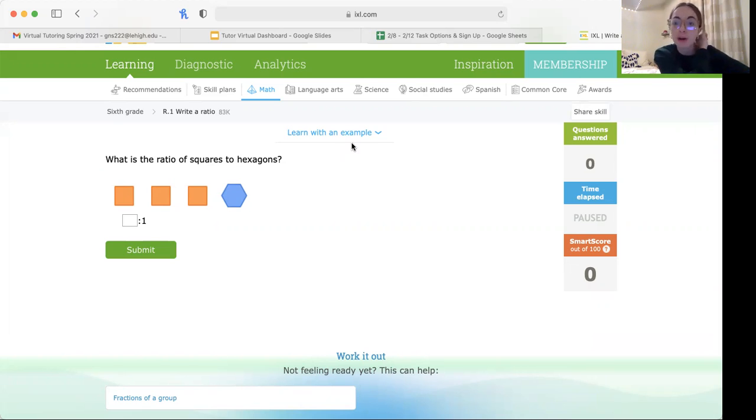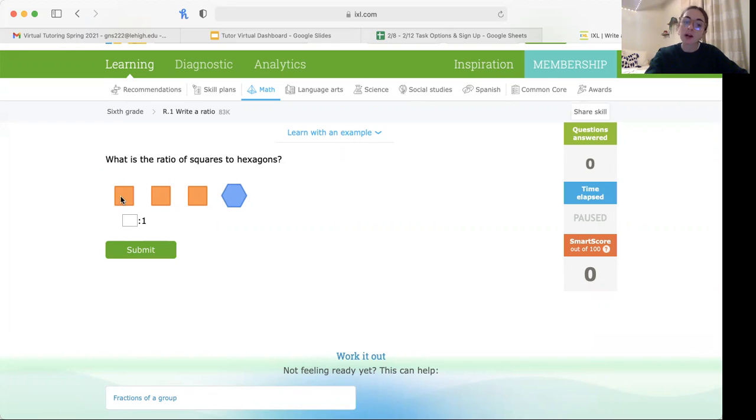Today I'm going to be showing you how to write ratios. If you don't know what a ratio is, we'll start with the definition. A ratio is a way to show a relationship between two things or compare numbers of the same kind. So we will use ratios to compare things of the same type.